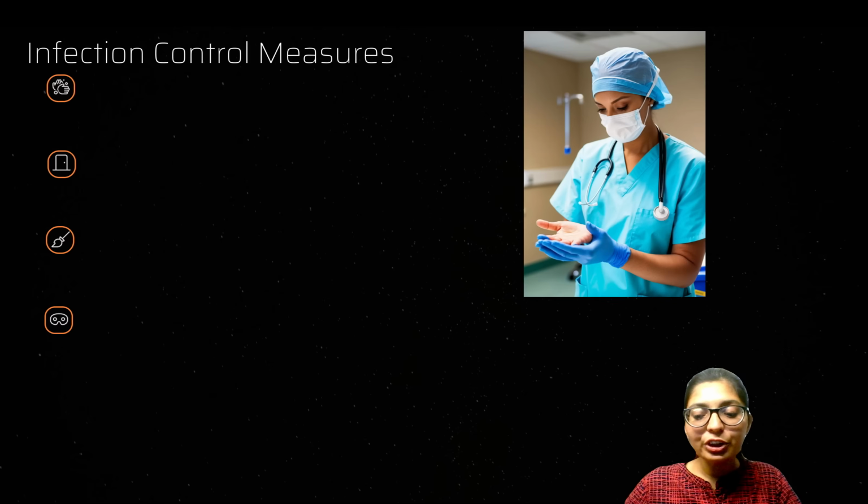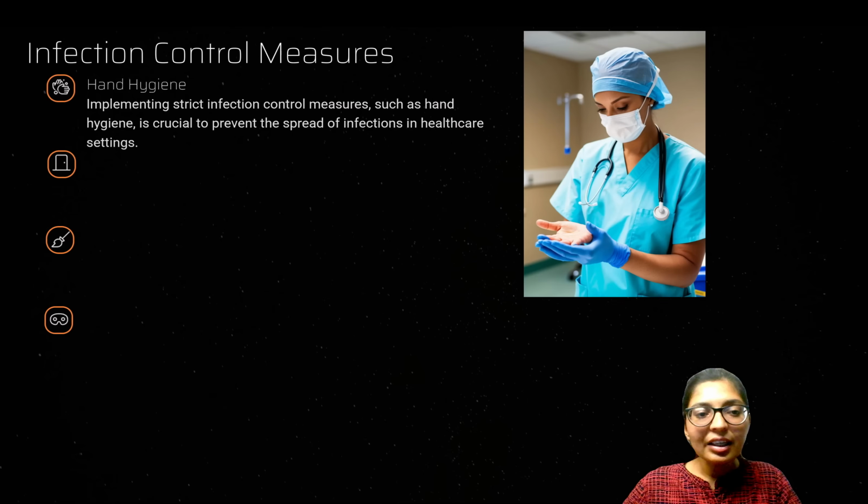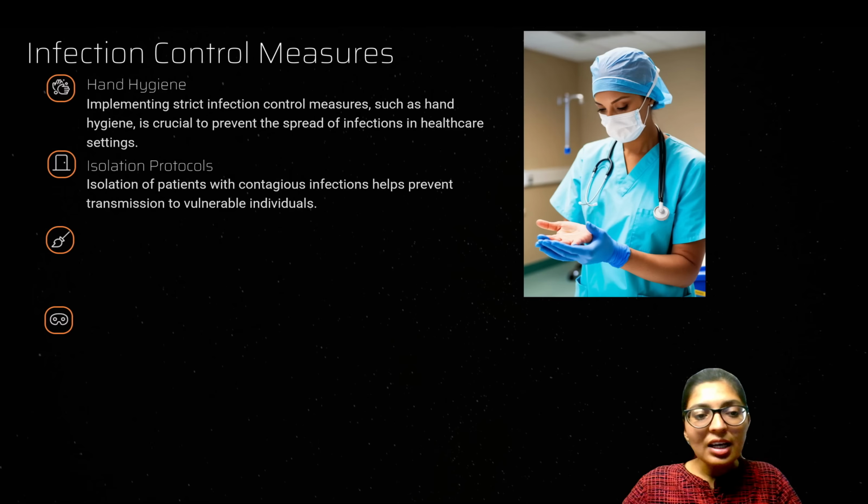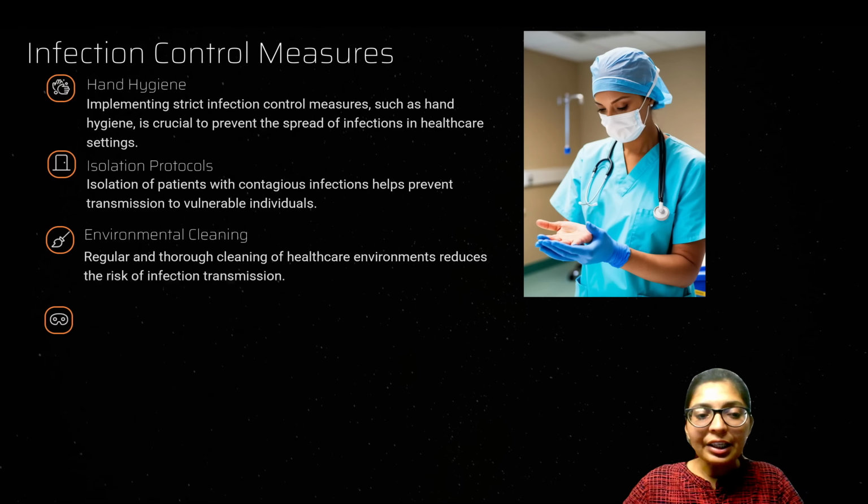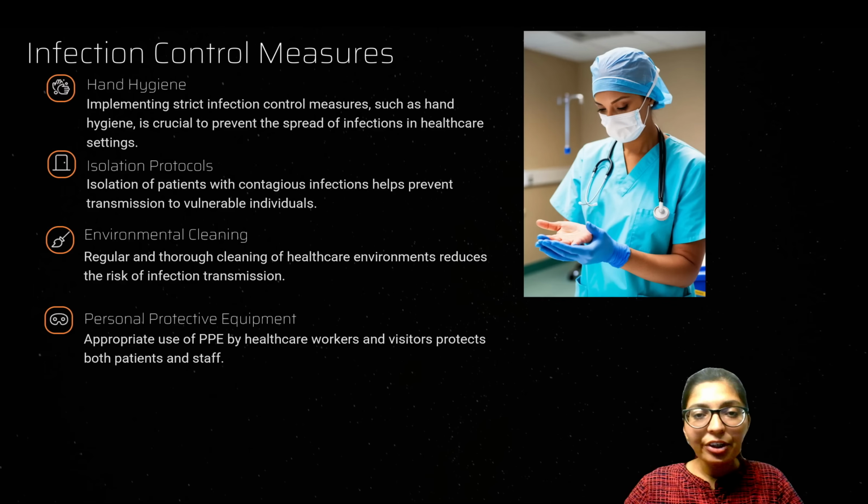Infection control measures which should be followed are hand hygiene. Implementing strict infection control measures including hand hygiene is crucial to prevent the spread of infection in healthcare settings. Isolation protocols. Isolation of the patient with contagious infection helps prevent transmission to vulnerable individuals. Environmental cleaning. Regular and thorough cleaning of the healthcare environment reduces the risk of transmission. Personal protective equipment (PPE). Appropriate use of PPE by healthcare workers and visitors protects both patient and healthcare staff.